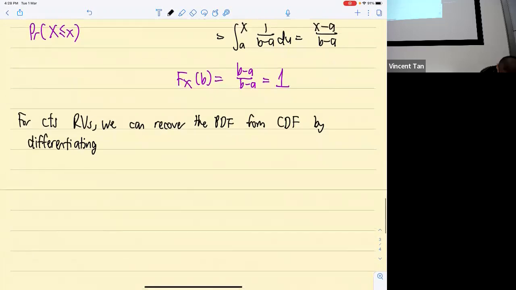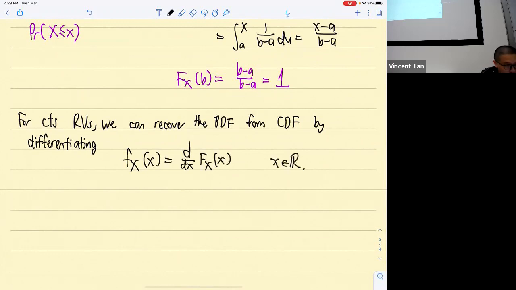Okay, I'll write this out properly. In particular, this is the PDF, and we can get it from the CDF by differentiation. So this is one thing that we can easily recover. I'll write this again later on. This is just a side remark.